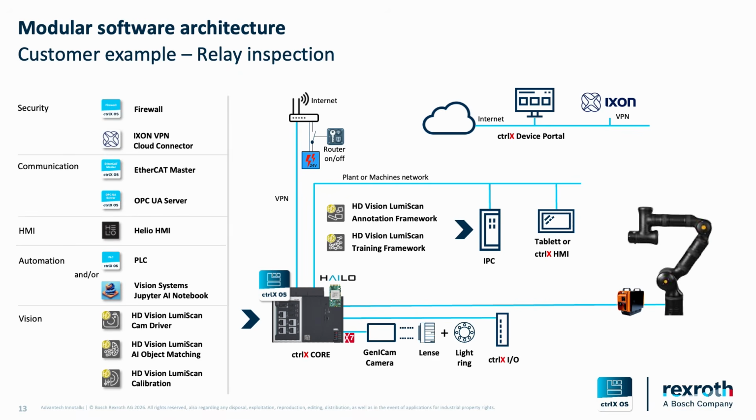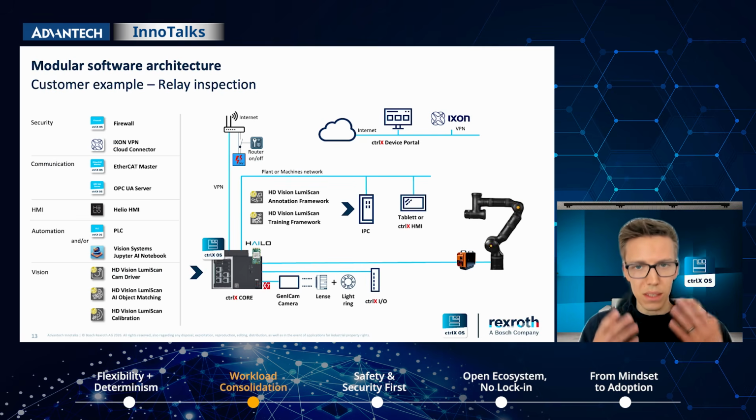And the software part is always hard to illustrate. Here you have a Control X Core, which is running Control X OS, but it could also be Advantech hardware, for example, running the operating system. And on top of that, you can then install applications. And depending on what kind of applications you install, this device transforms into a solution set. So it's a real practical example of what you can do with it.